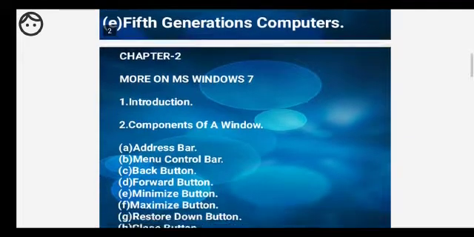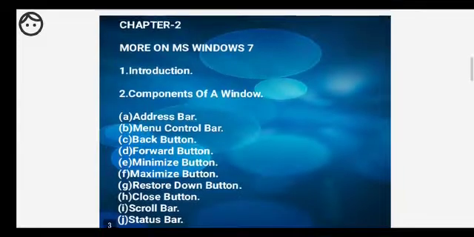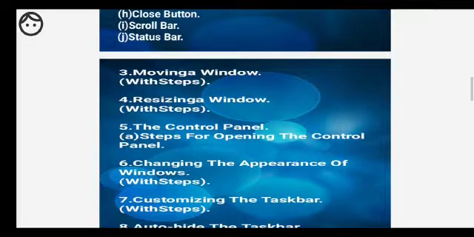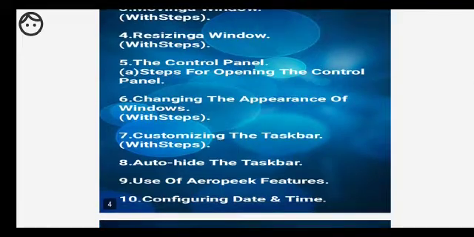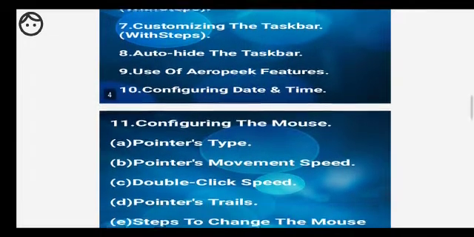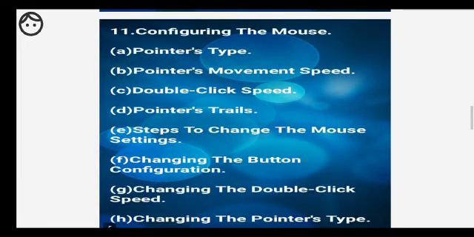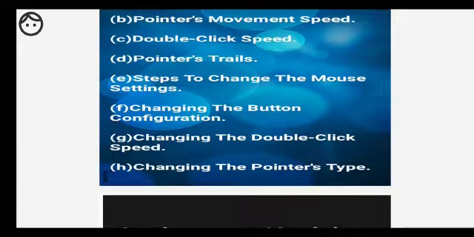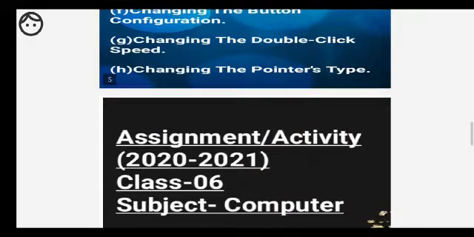Now let's move to chapter number 2, More on MS Windows 7, in which we have learned its introductory part, components of a window, which contains many types of bars and buttons, moving a window with steps, also resizing a window, control panel, what is the procedure to open the control panel, how to change the appearance of windows, customize and auto hide the taskbar, some introductory part of Aero features also, configuring date and time along with mouse, means here we can change type, movement speed, double click speed, pointer trails, also steps to change the mouse settings, button configurations, double click speed and pointer type. Here finishes your chapter number 2.